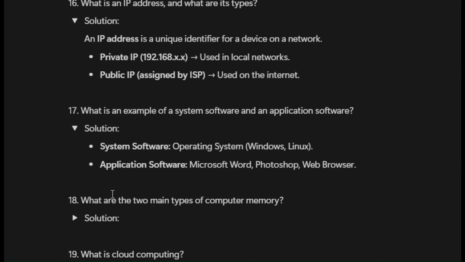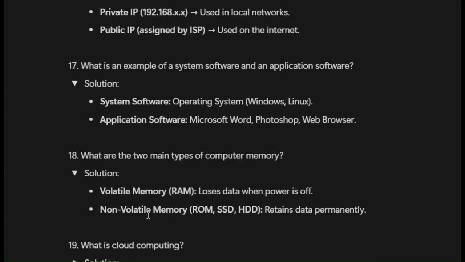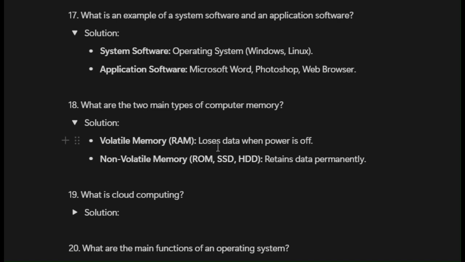Now, what are the two main parts of computer memory? We have two parts. The first part is volatile memory, for example the RAM, which loses data when the power is off, and the non-volatile memory is the ROM or SSD, for example. The volatile memory RAM loses data when the power is off, and the non-volatile memory like the ROM, SSD, and HDD retains data permanently.